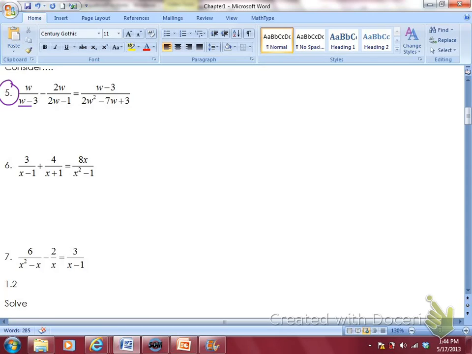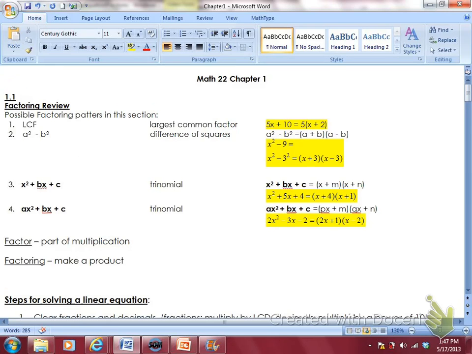We have w minus 3, not factorable. We have 2w minus 1, not factorable. And then we would have to factor the 2w squared minus 7w plus 3 in order to be able to come up with the LCD. If you're looking at your chapter notes, the factoring that we would use to factor this trinomial is right here. It's the very last one.